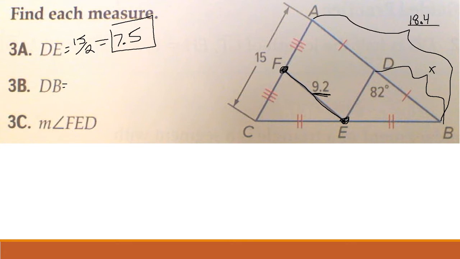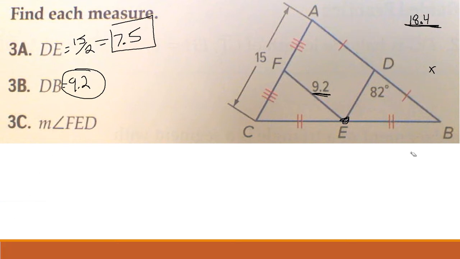Well, if this side's 18.4, and these are both half as big as that, because they're both marked as congruent, so they're both half as much as the full segment, that means this also has to be 9.2, because it's half as much as 18.4. 9.2 for this side, 9.2 for this side, 18.4 for the full length. So you had to use the mid-segment to get the entire length of this side, and then cut that back in half to get the segment that you wanted, which was DB. And excuse me, last piece they want to do is find out the measure of FED. So let me erase all this stuff here so I have an easier time writing.